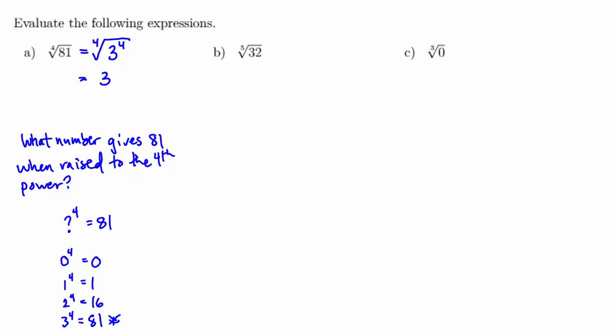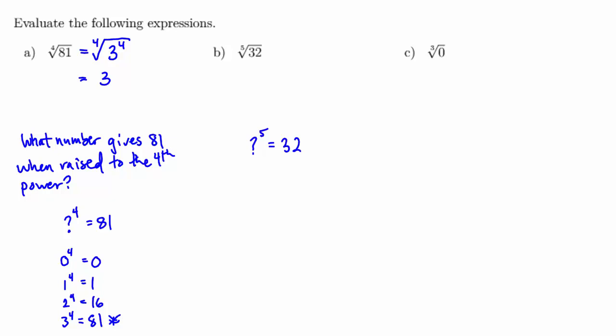Looking at our next example, we'll take a similar approach. I'll go a little quicker with this one and won't do quite all the background work. But the fifth root of 32, we're thinking, what number, when raised to the fifth, is going to give us 32? So I've written this as question mark number raised to the fifth is going to give us 32.